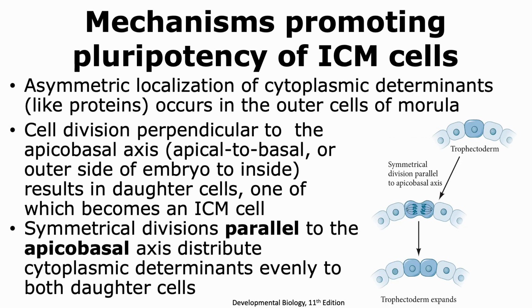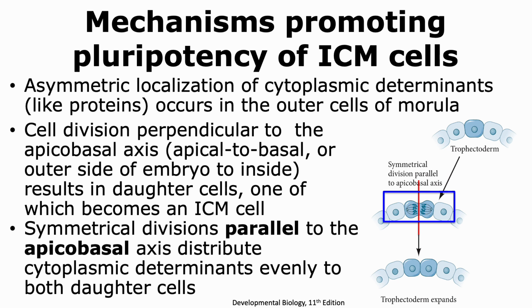Now, what happens if we have cell division parallel to the apicobasal axis? When we look at the figure and the part that's in the box, in this case the cell is undergoing cell division at an axis that is parallel to the apicobasal axis. Here we can see the red line showing the axis of cell division, which is parallel to that apicobasal axis that we saw in the previous slide.